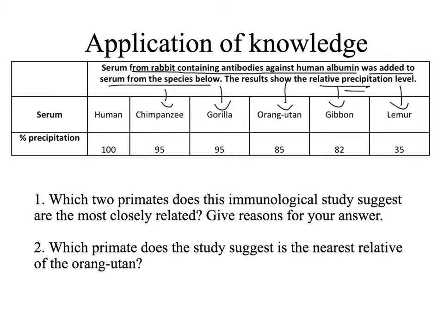Okay, so obviously we'd get 100% precipitation when we compared it to the human antibodies, to the human albumin, because that's what they were originally raised for, and then you get a relative amount to that 100%. Okay, so take a minute, just pause the video and think about the two questions that follow.